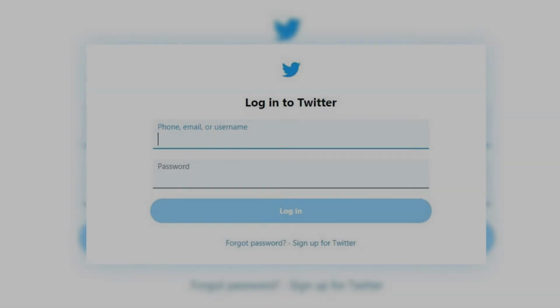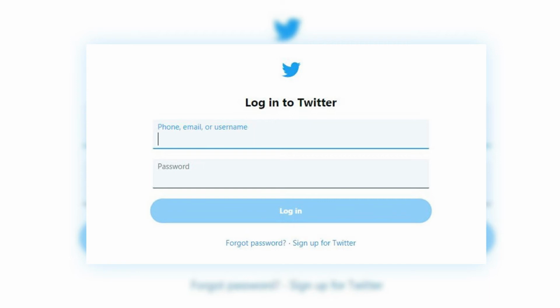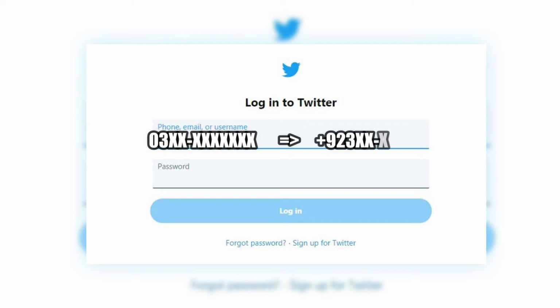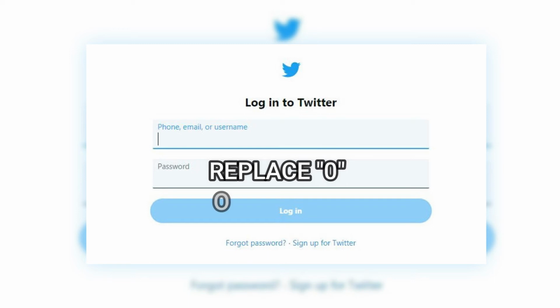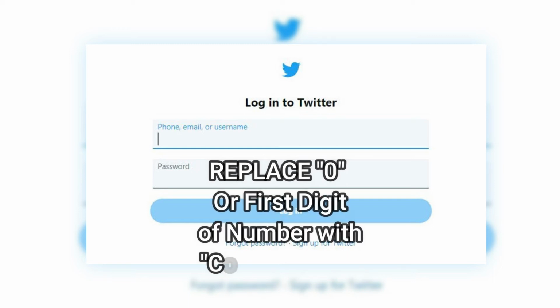So what I did was I replaced the first digit of my phone number, which was 0, with the country code, which is +92. So you need to know your country code, replace it with the 0 or whatever first digit you have of your phone number, and the rest of the number is the same. So replace it and enter your password, and hopefully you will get logged into your account. So this is how I fixed it, and I hope it is also going to fix your issue.